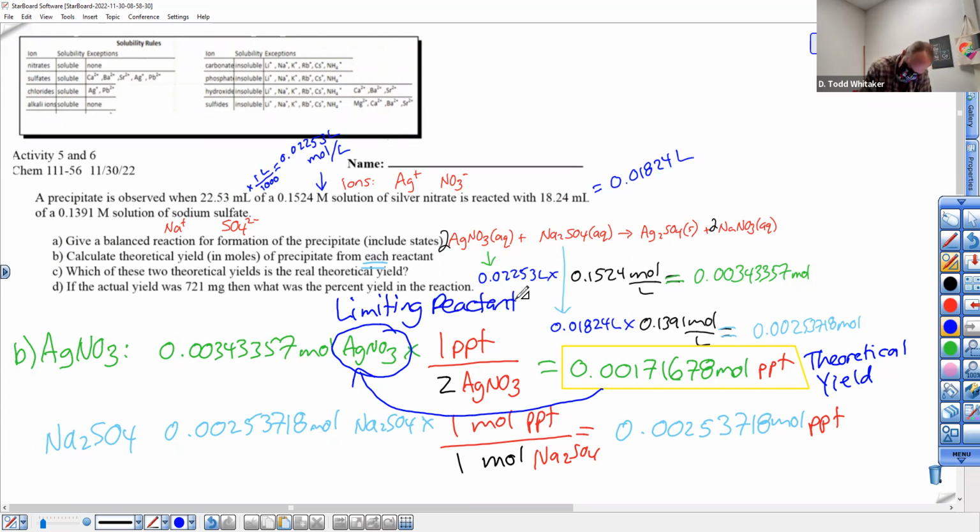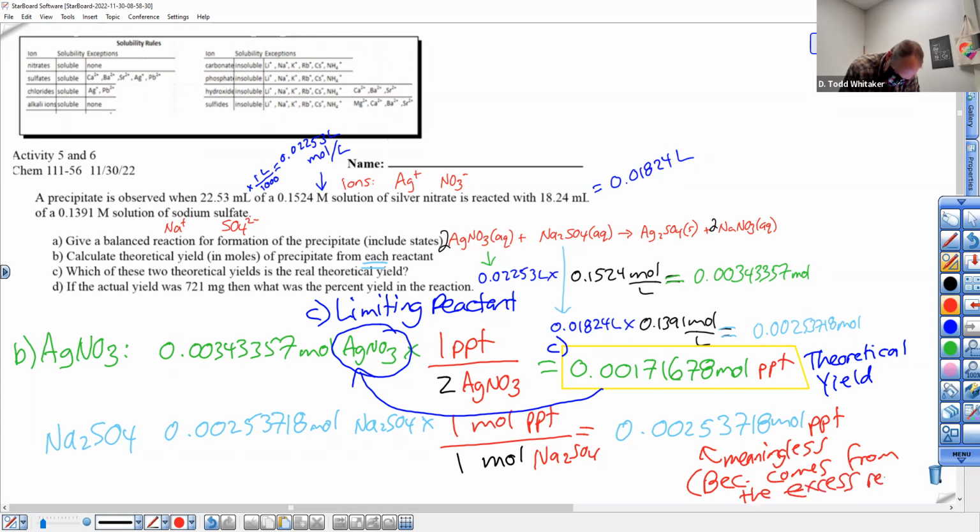So this was the answer to C right here. But if there was a question, which one is the limiting reactant, that's also part of C, you know. Okay, this is meaningless. And it's meaningless because it comes from the excess reactant. Excess meaning extra. Not quite done yet, huh? That's why this is a double activity.